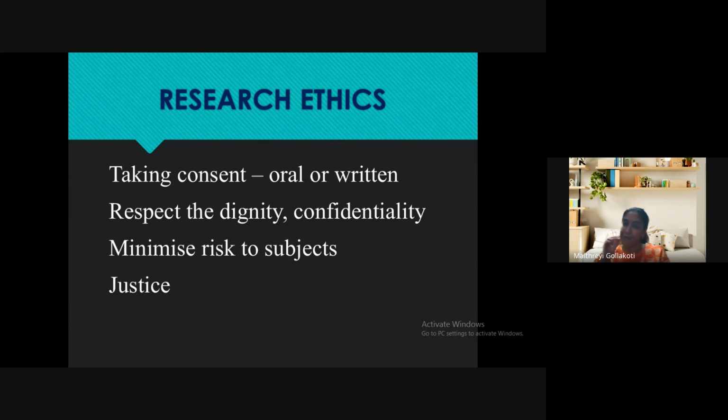So that is why for a researcher, if they're doing an interview, the first thing they have to do is take the consent. Ask them if they are comfortable talking about it. Ask them if they are willing or ready to participate in the research. So you can take the consent in an oral form, you can record it, or you can take it in a written form and give them the form and ask them to sign it. Okay, so that is the first thing.